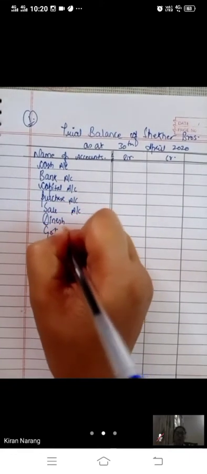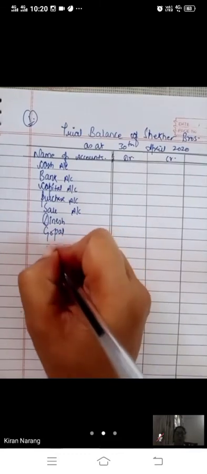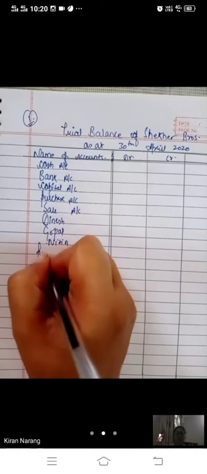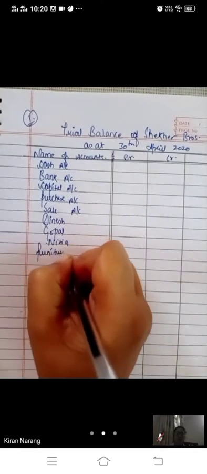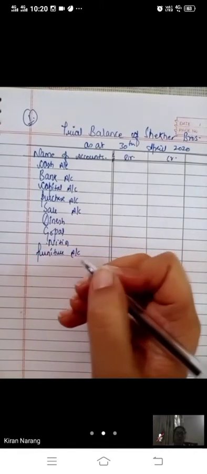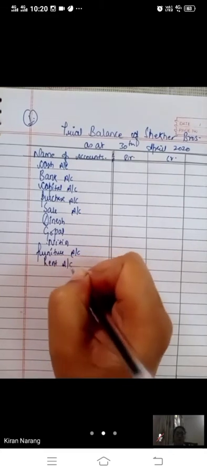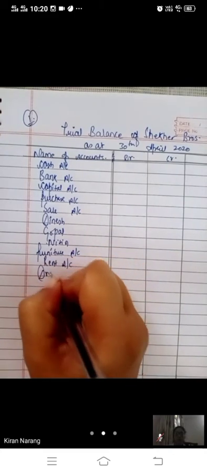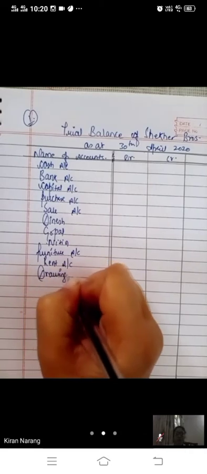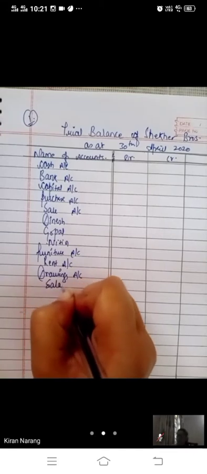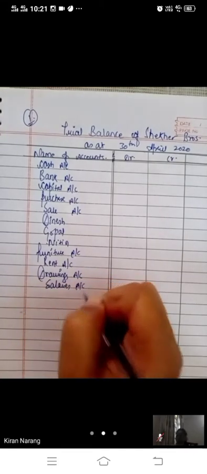Gopal, Nitin. Then you will write furniture account, rent account, drawings account, salaries account, purchase return.